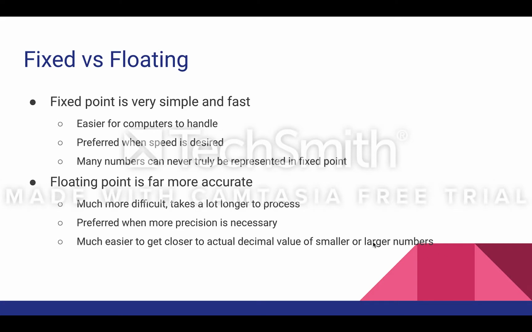Or if you have a large whole number, you can have fewer bits for the decimal portion and have more in the exponent portion, and you can get closer there. So it's just much easier to represent really small or really large numbers, and it's a lot more precise than fixed point, but it is a little bit slower and it's a lot more difficult for the computer to handle. So if you do prefer speed over precision, you want to use fixed. If you prefer precision, you want to use floating.